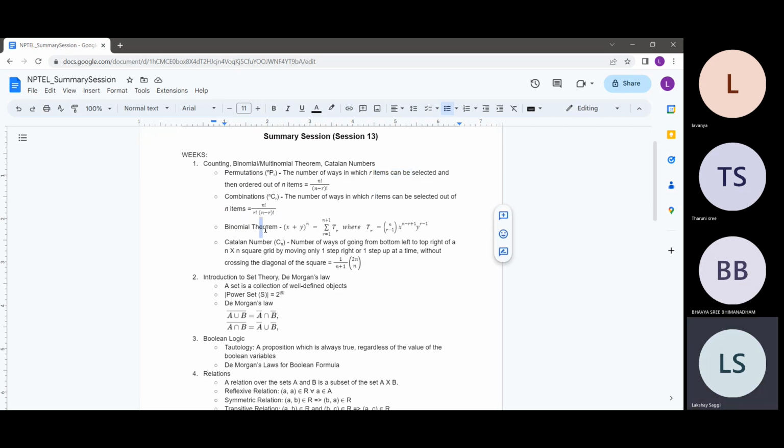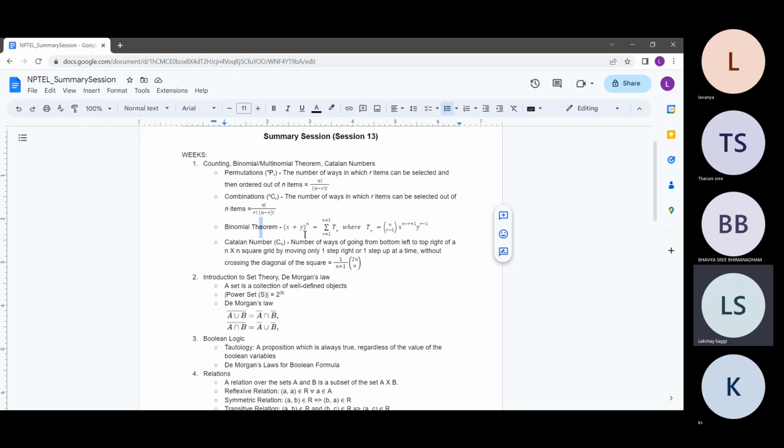And then we came to the binomial theorem. The binomial theorem is the expansion of x plus y raised to the power n, which can be written as the summation of terms T_r, where r goes from 1 to n plus 1. Note that this terminology of the r-th term is important, because sometimes a straightforward question can pop up in assignments or the exam, like what is the fifth term in the binomial expansion. It's more of a convention-based thing that we take r from 1 to n plus 1 and define the r-th term as this.